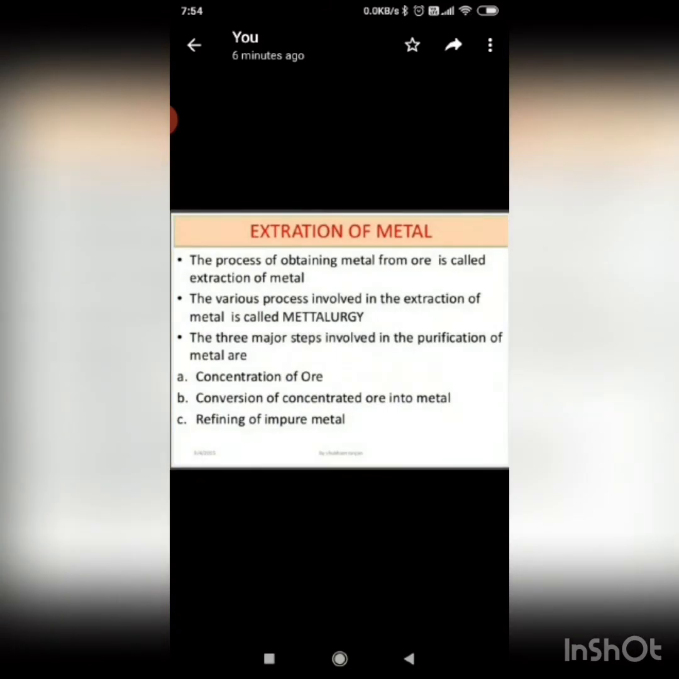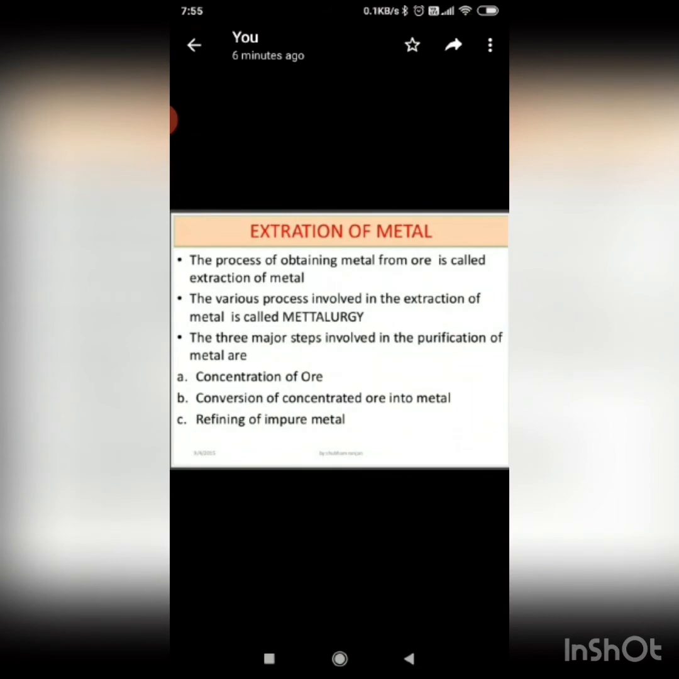So what is extraction of metal, and what is it known as? The process of obtaining metal from ore is called extraction of metals. The various processes involved in the extraction of metal are called metallurgy. And the three major steps involved in the purification of metals are concentration of ore, conversion of concentrated ore into metal, and refining of impure metals.